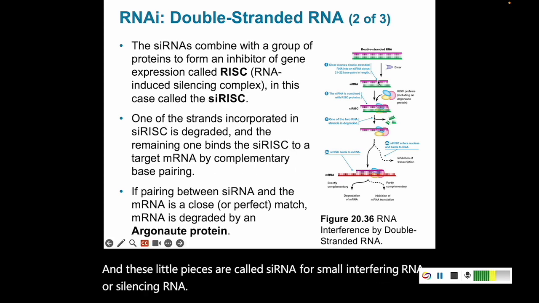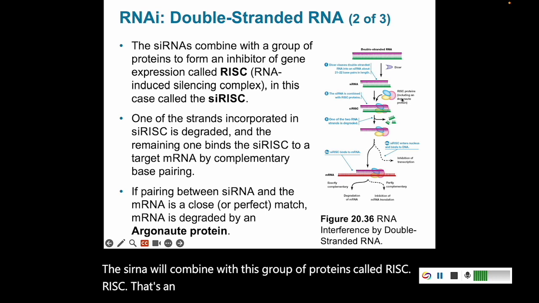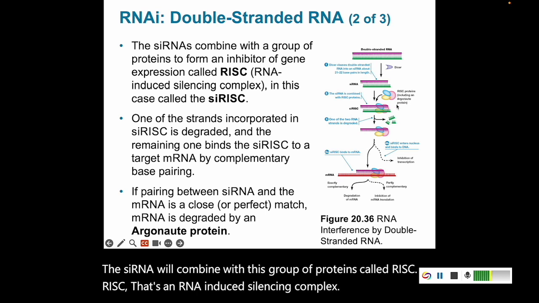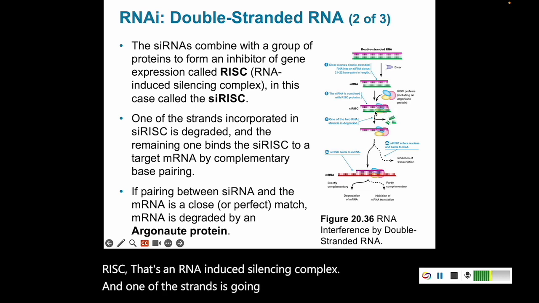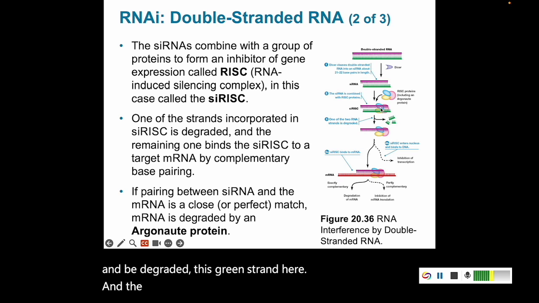The siRNA will combine with this group of proteins called RISC, R-I-S-C. That's an RNA-induced silencing complex. And one of the strands is going to be incorporated into the RISC and be degraded, this green strand here. And the remaining one will bind the siRNA to its target mRNA by complementary base pairing.